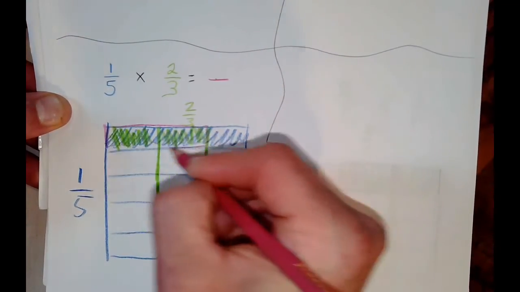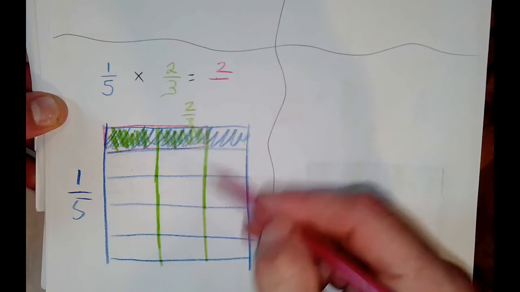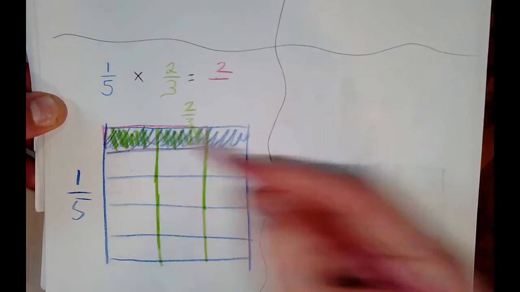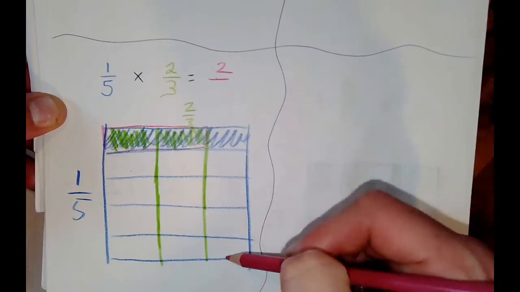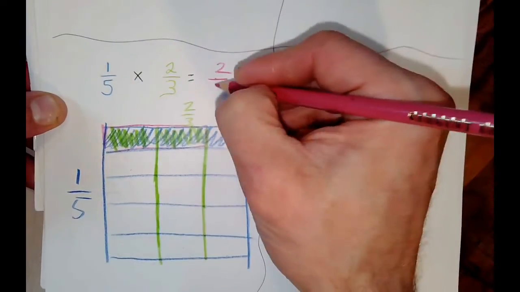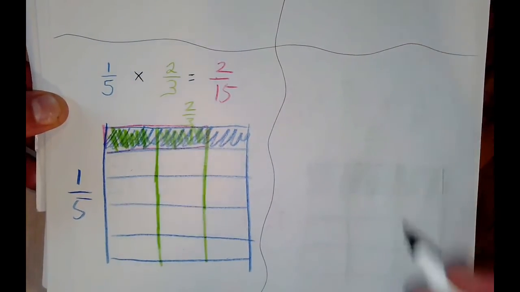I have 2 pieces. And the total number of pieces I have for my denominator, 5 times 3, is 15. 5, 10, 15 is 15. 2/15. Let's solve that now with an algorithm.